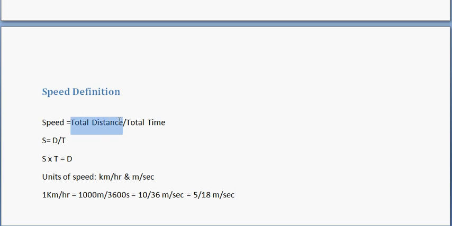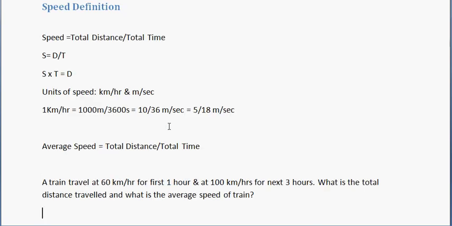So this is the basic definition of speed. Please bear in mind it's total distance divided by total time. This is how we define the speed. Also, the definition of average speed is total distance upon total time. So I intentionally did not define speed as distance upon time. I took it as total distance upon total time so that our definition of speed and average speed remains the same. Now let's see what we mean by average speed, right?